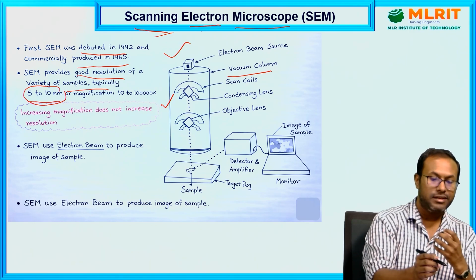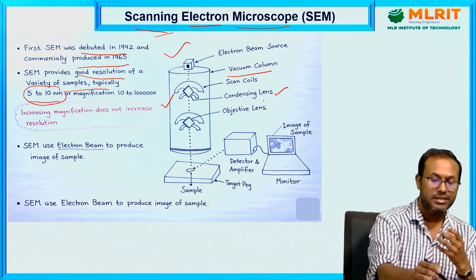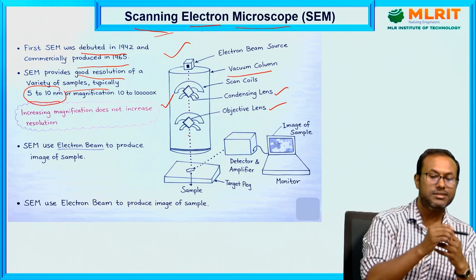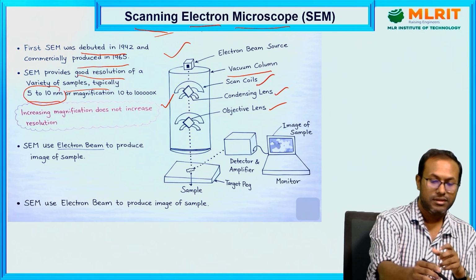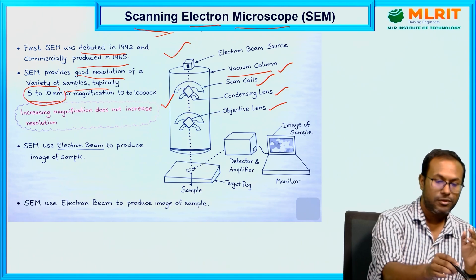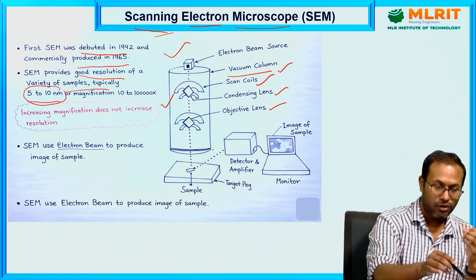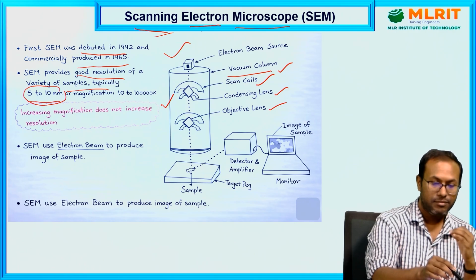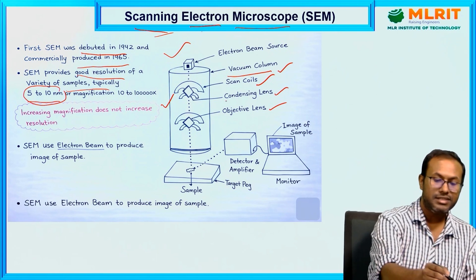Now inside this cylinder there are two lenses: one is the condensing lens, another is the objective lens. Along with that, scan coils are also used. I will come to the importance of these things and the purpose of using them later, but first the construction. There is a cylindrical column which is totally vacuum, and there is a scanning coil which holds the condensing lens and objective lens.